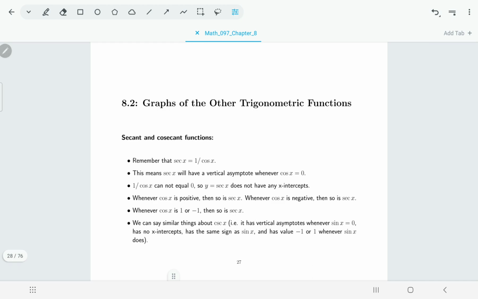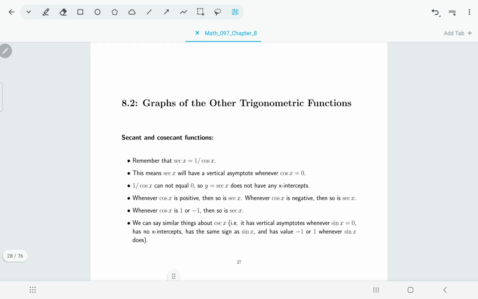If we're thinking about how secant is just the reciprocal of cosine, then we can say all sorts of things about locations of intercepts and locations of asymptotes, and all the rest. And I could do a similar sort of thing about cosecant and sine, since cosecant and sine are reciprocals. Wherever sine has its x-intercepts, cosecant would be undefined. It would have vertical asymptotes.